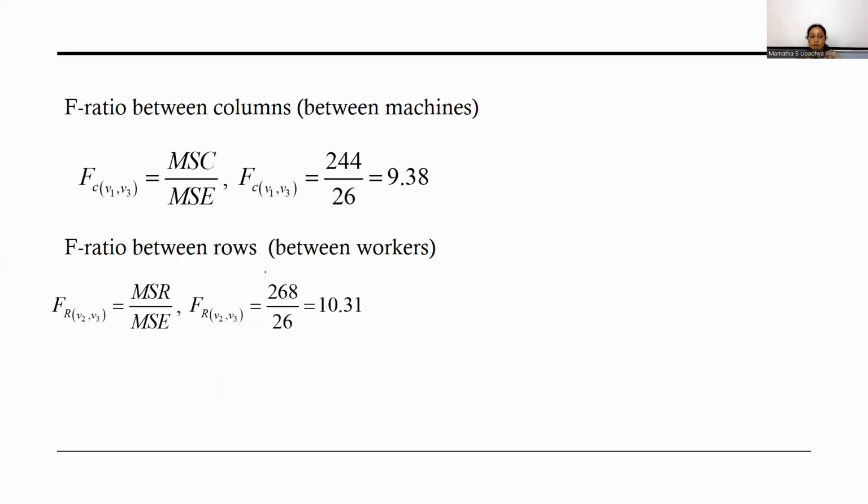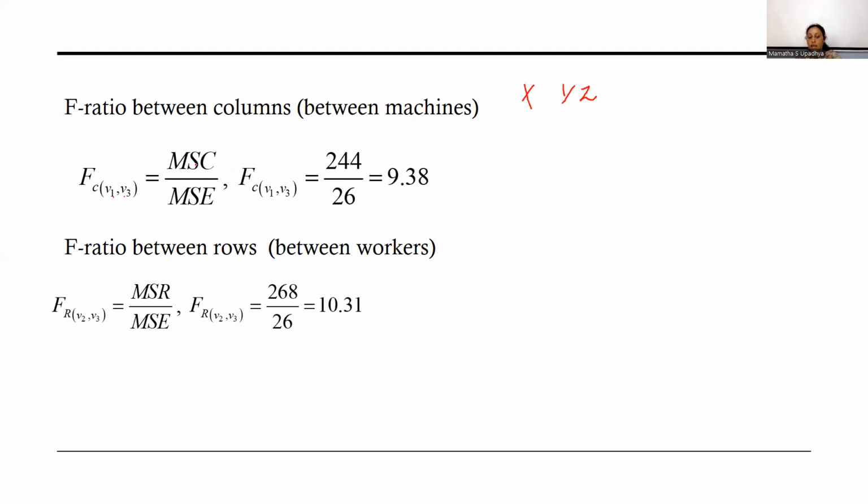So now we shall find the F ratio between columns. That is nothing but between machines, right? So we have taken the machines as X, Y, and Z. So between machines, FC, F ratio between columns. That's why I have mentioned here FC, with respect to the degrees of freedom V1 and V3. So MSC divided by MSE.